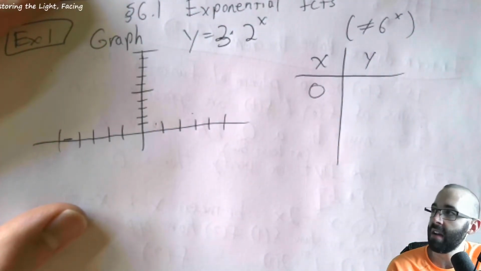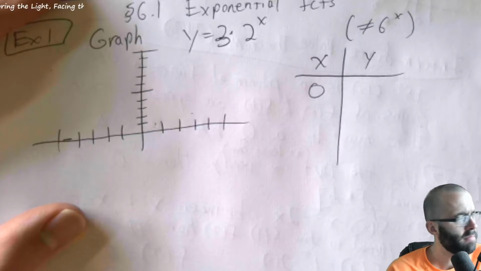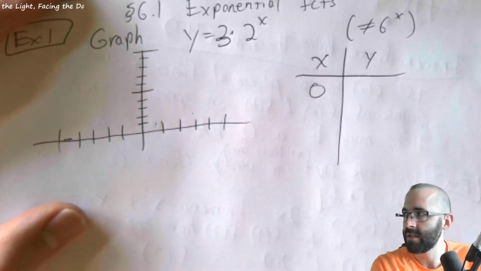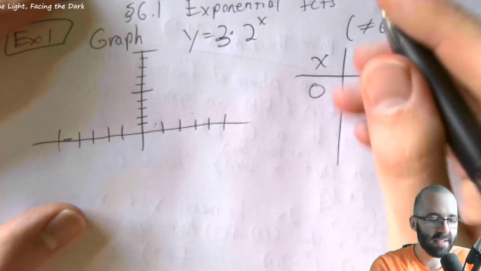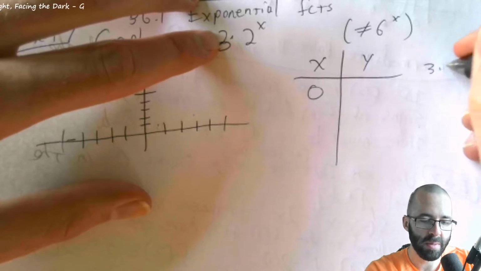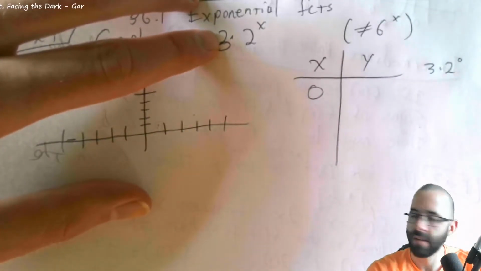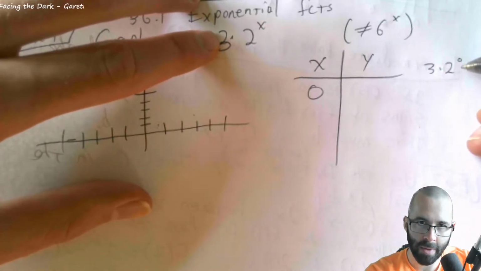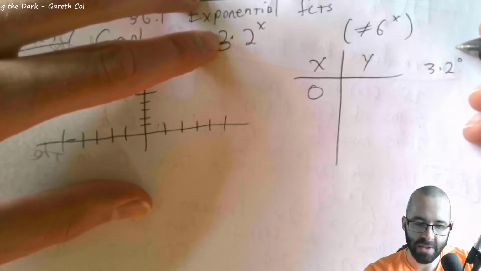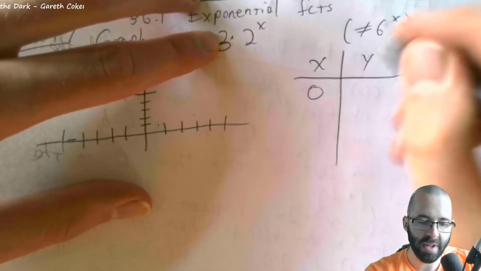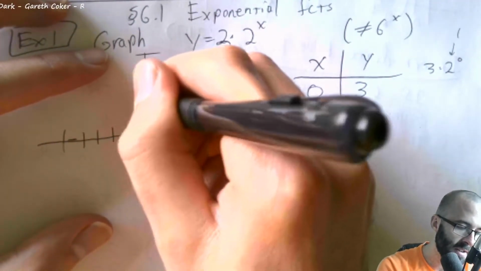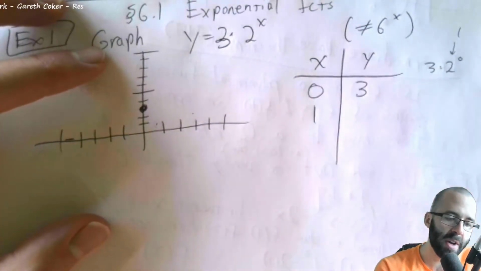Well, we'll start with my favorite number, 0. Okay, so when x is 0, what do we get? We have 3 times 2 to the 0th power. Remember your properties of exponents. Any number to the 0th power is just 1. So it's 3 times 1, just 3. All right, so our y-intercept is 3. And we just keep on going.